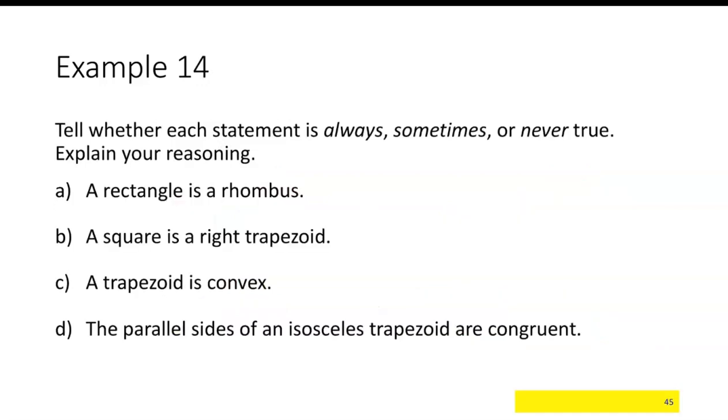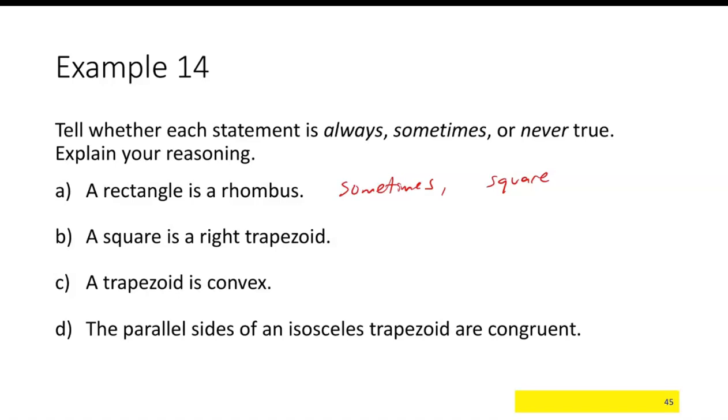Okay. And finally, let's talk about the always, sometimes, or never true for each of these. A rectangle is a rhombus. Well, not necessarily. A rectangle has four right angles. A rhombus does not necessarily, but it can. A rectangle that is a rhombus is called a square. Squares are rectangles and they're rhombuses.